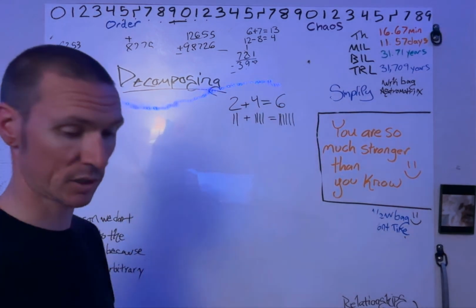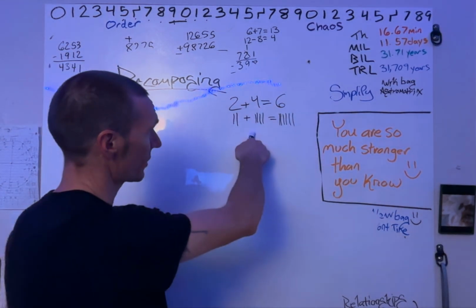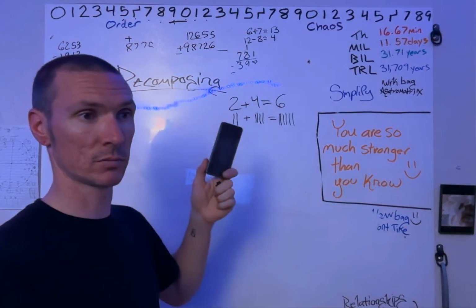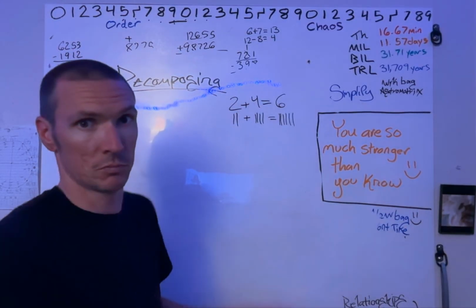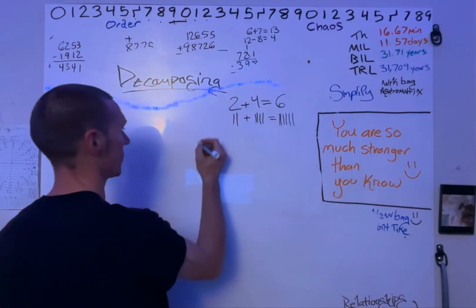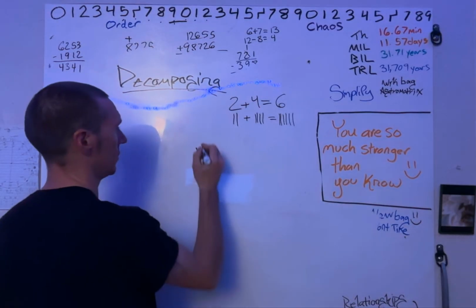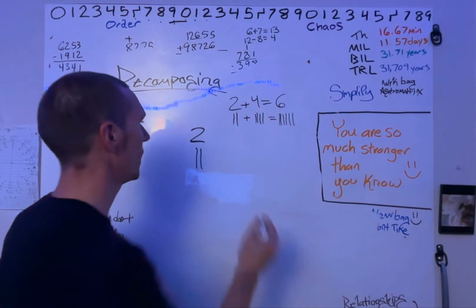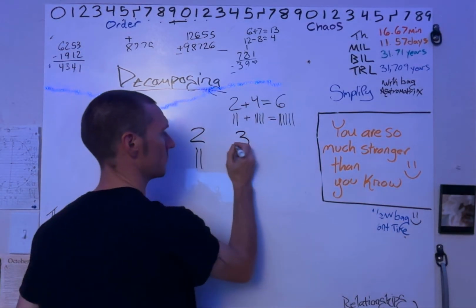Two plus 4 equals 6. Now, when you think about this, what are the different ways of expressing 2? Nothing really. You just got 2 ones, right? The number 2 just has 2 ones. That's the only way to express it. What about the number 3?